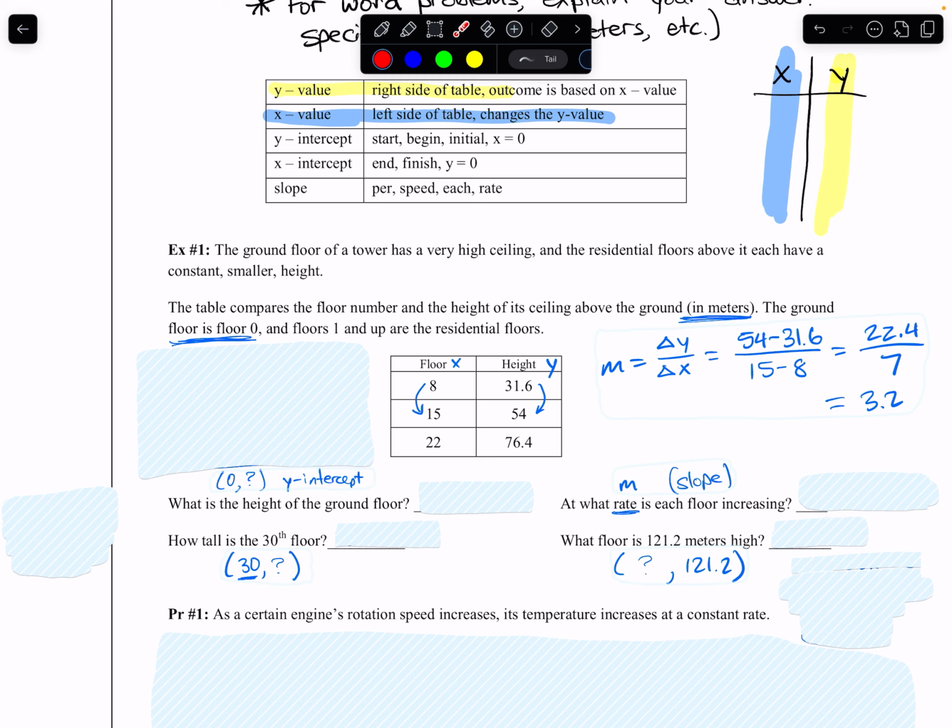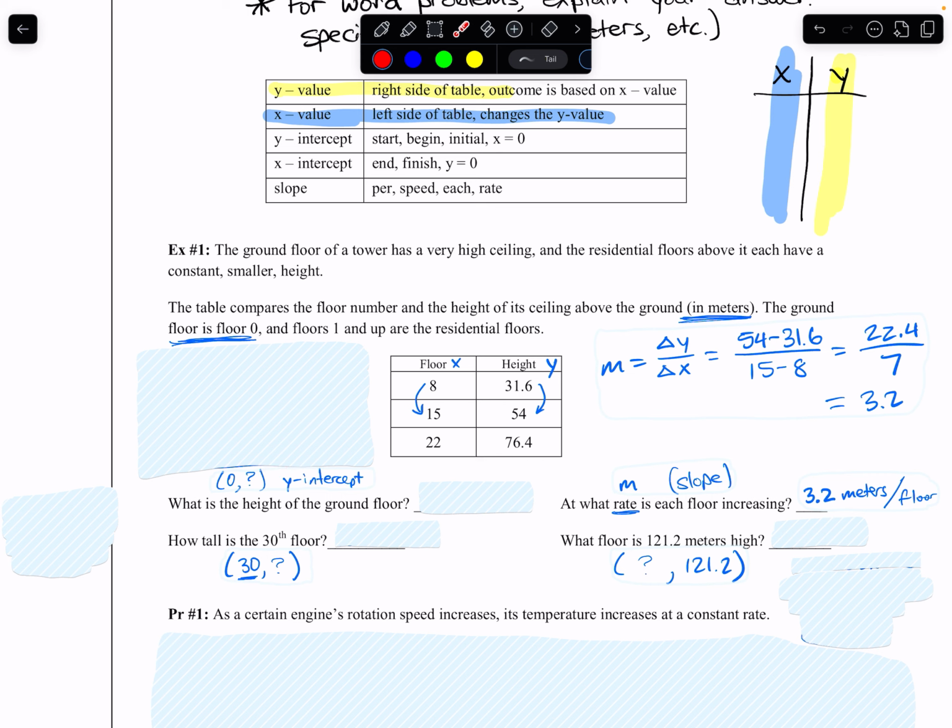All right. Now that we have the slope, 3.2, remember at the beginning of the video, I said specify your units. So that's 3.2, it's a change in y over change in x. Y is in meters, and x is measured in floors. So we're changing at a rate of 3.2 meters per floor.